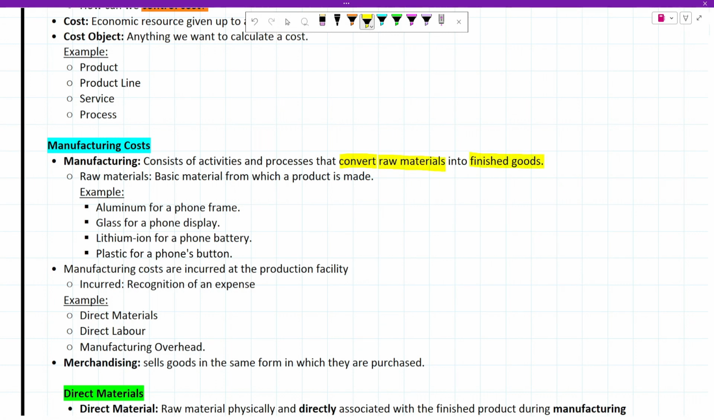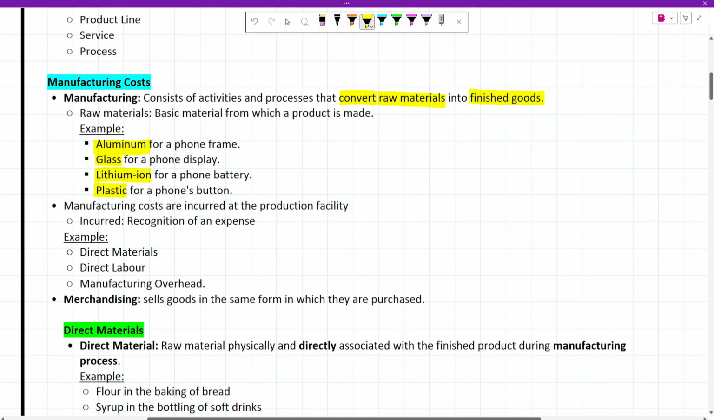Raw materials are pretty much just basic materials from which a product is made. Raw materials can include aluminum for a phone frame, I'll put that in yellow as well, glass for a phone display, lithium ion for a phone battery, and plastic for a phone button. There's a lot of other raw materials. These are just four examples.